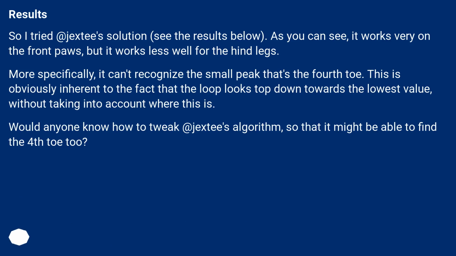Results. So I tried a jexter solution. See the results below. As you can see, it works very well on the front paws, but it works less well for the hind legs. More specifically, it can't recognize the small peak that's the fourth toe. This is obviously inherent to the fact that the loop looks top down towards the lowest value, without taking into account where this is. Would anyone know how to tweak the algorithm, so that it might be able to find the fourth toe too?